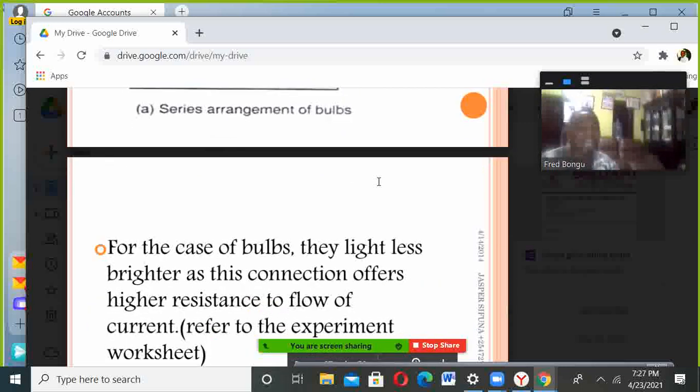Now, for the case of bulbs, the brightness is less as one bulb offers resistance to another bulb. So remember, each bulb contains a resistant wire, meaning one bulb offers resistance to the other bulb, meaning the bulbs will not be uniformly bright. Others will be less bright because they offer resistance to each other. If we have four bulbs and three bulbs give resistance to the fourth one, it will have a high resistance and therefore less or no flow of current. Others may be dim, others bright.